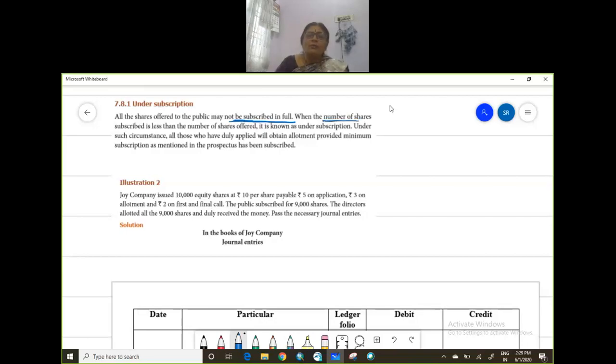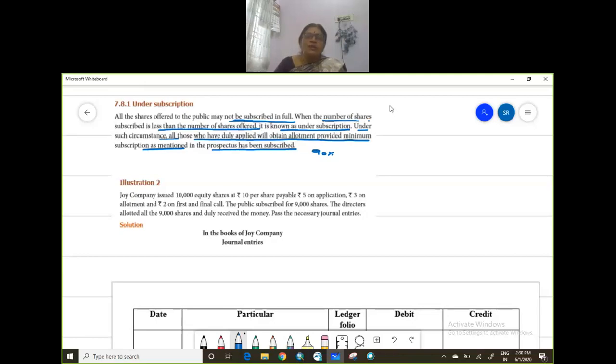So when the number of shares subscribed is less than the number of shares offered, it is known as under subscription. Under such circumstances, all those who have duly applied will obtain allotment, provided the minimum subscription as mentioned in the prospectus has been subscribed. So when you get 90% of the issue as your minimum subscription, then you can issue even if there is under subscription. All the shares will be issued.